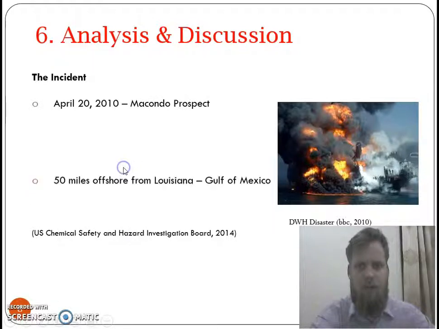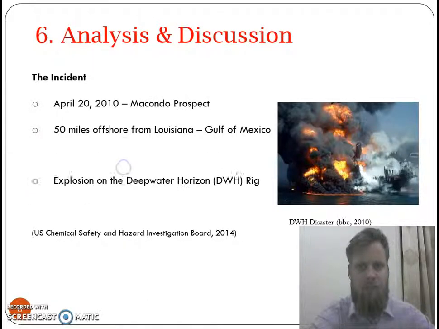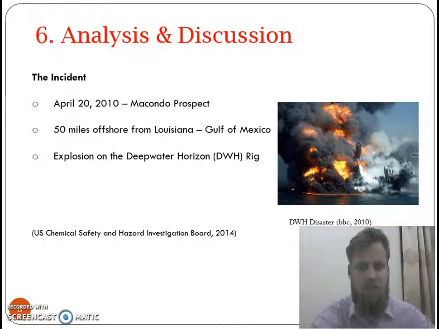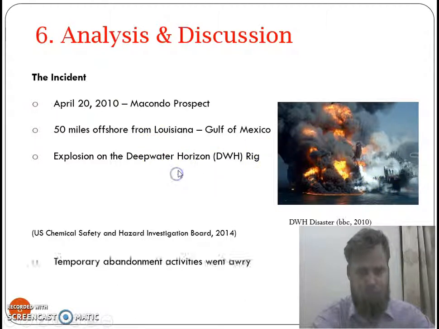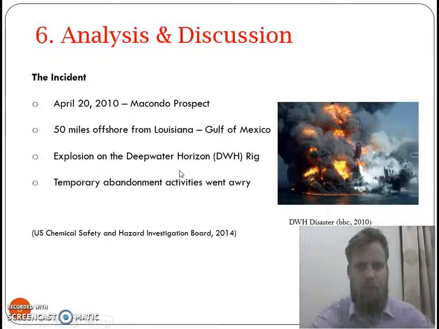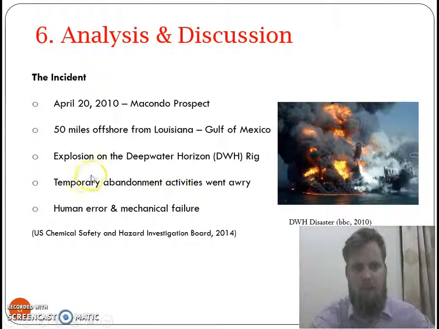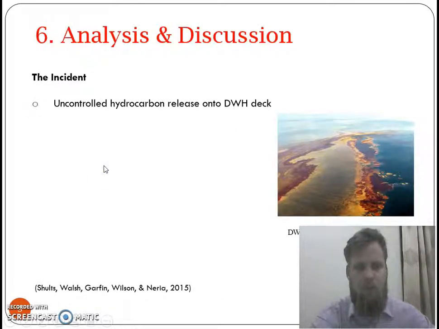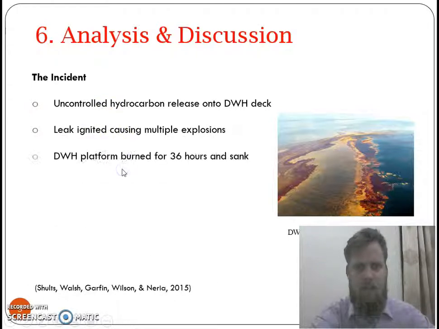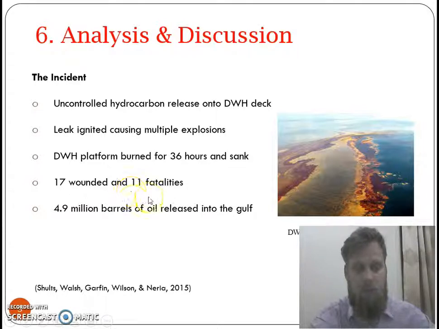So the incident itself happened on April 20th in the Macondo Prospect, about 50 miles off the shore of Louisiana in the Gulf of Mexico. It happened on the Deepwater Horizon rig, which you can see in flames here. They were doing temporary abandonment activities and they didn't go so well, and the accident was essentially a mix of human and mechanical failure, as most large-scale industrial accidents are. It culminated with an uncontrollable release of hydrocarbons onto the deck of the rig, a big fire that burned for 36 hours. 17 people were injured and 11 people were killed, which is tragic.